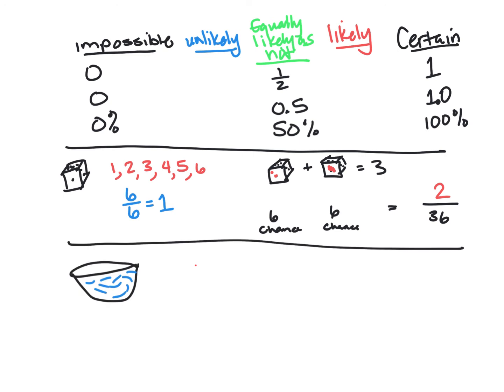Let's look at a third example. Let's say I have a bowl filled with discs, pretend those are discs, that are numbered 1 through 10. And I'm going to pull a disc out. What are the chances, what's the probability that I'm going to pull an odd number out?